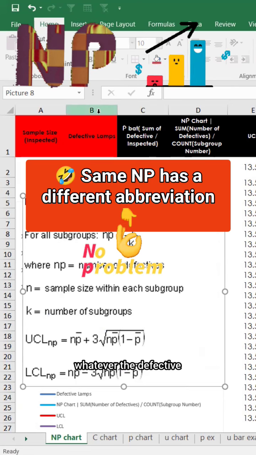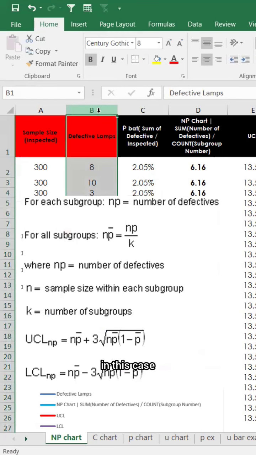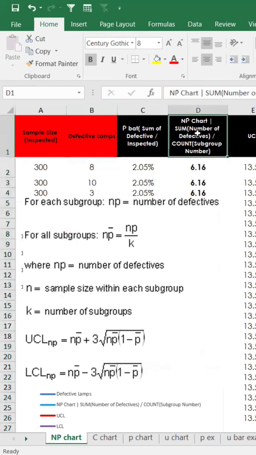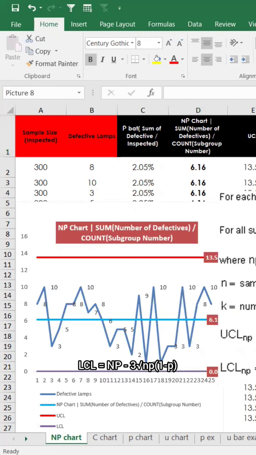For example, whatever defectives you have, in this case I have 154 defects divided by 25 samples. So this is 25 samples. That will give you the NP percentage. From there, you can directly substitute: UCL equals NP bar plus 3 square root of NP bar times (1 minus P bar). P is proportion, and we have seen that even in the proportion chart. And the same thing, if you apply minus, it becomes the lower control limit.